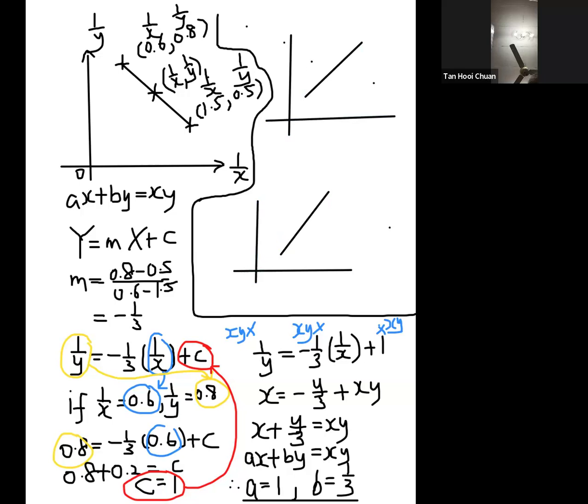First one, here is log 10 y. Here is log 10 x. Here is 3 and 1.2. Here is 1, 0.8. And then here is y over root x.